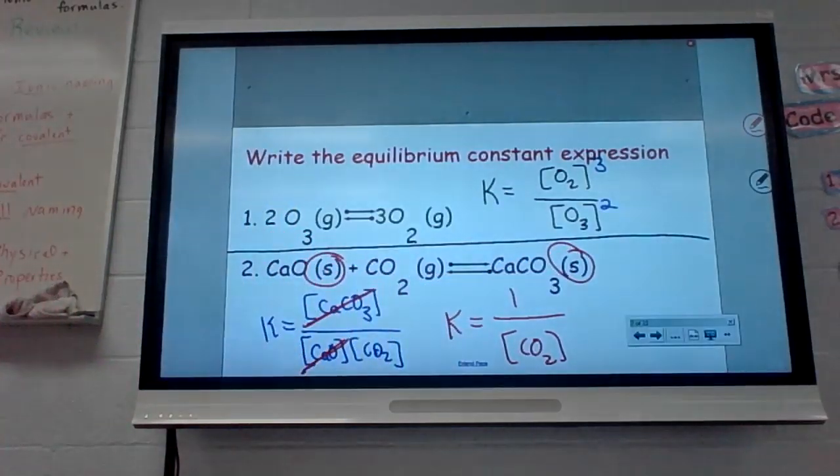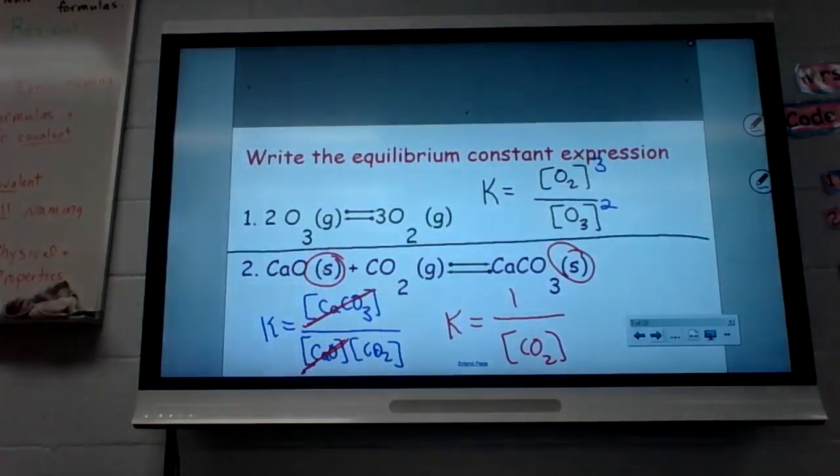Maybe that 2 right there. You're canceling out because of the solid state. Solids can't do it. You cancel out any solids or liquids. Okay, you only keep gases and aqueous.